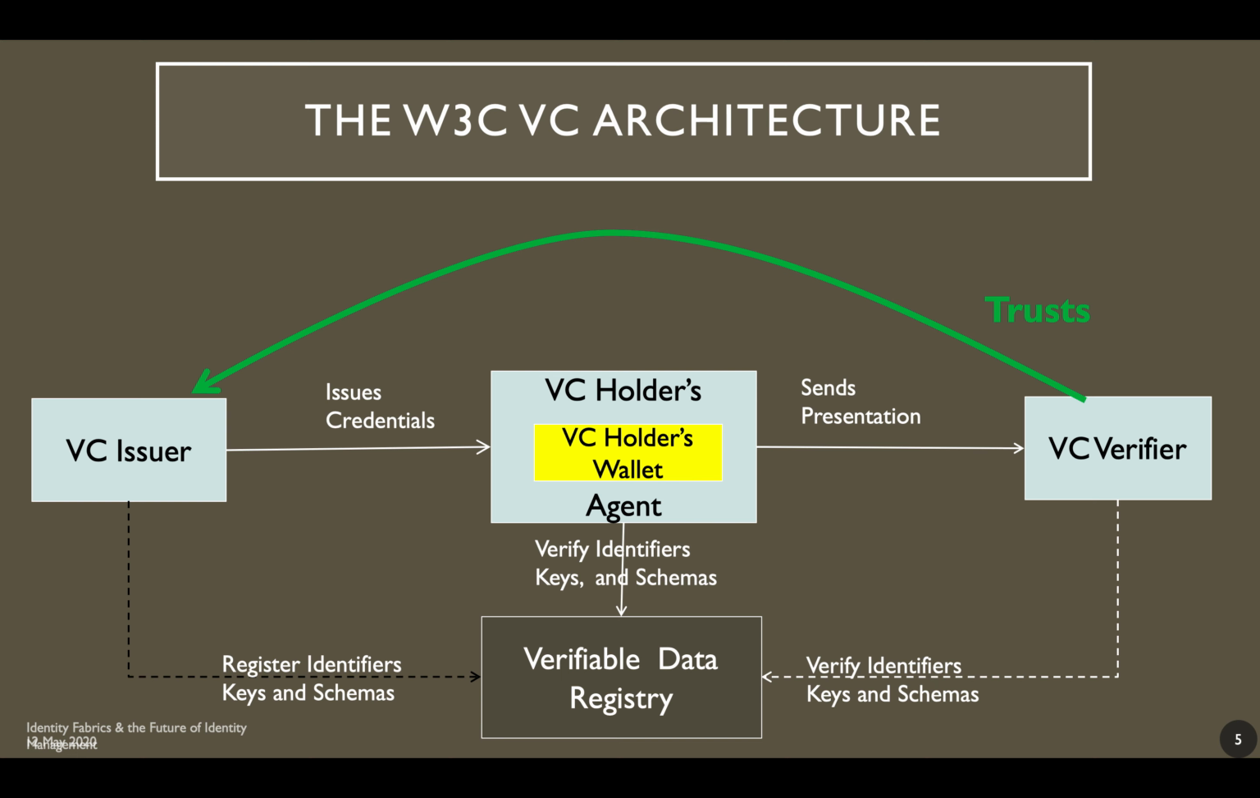Now at the bottom of the diagram, you'll see the verifiable data registry. This is where all the meta information is stored. It's important that all the system components have the same understanding of how the system operates. So all the system components have to have this meta information configured into them so that they can operate correctly. I'll say more about the verifiable data registry later.